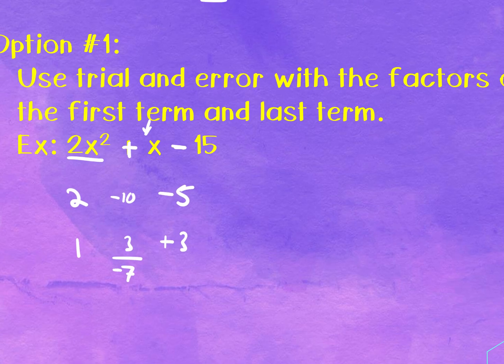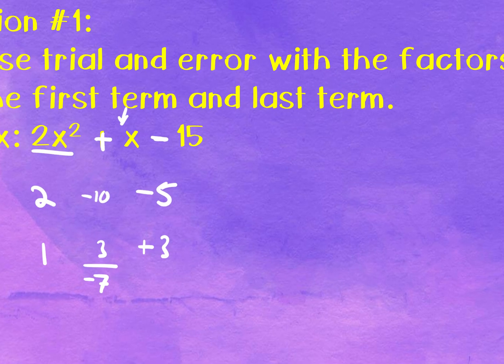So, okay, good. Let's try that, right? If it didn't work, that doesn't mean the numbers don't work. It just means the order might not have worked. So let's try 2 and 1 again. And let's try a positive 3, negative 5 this time.